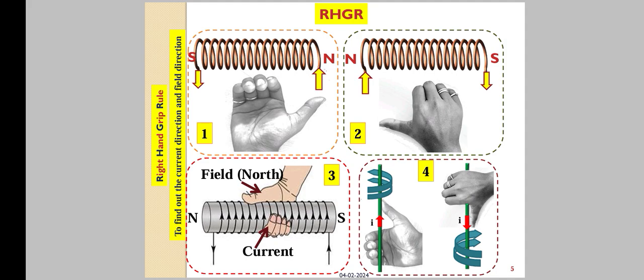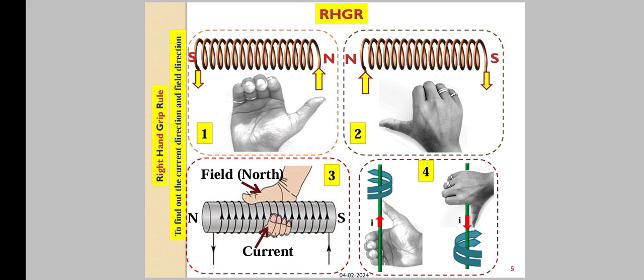the thumb direction is to the right hand side, so that's why the north pole is on the right hand side and the south pole on the left hand side. And in figure 2, the thumb direction is on the left hand side, so the north pole is on the left hand side and the south pole is on the right hand side. So by using the grip rule, we can find out the field direction also.